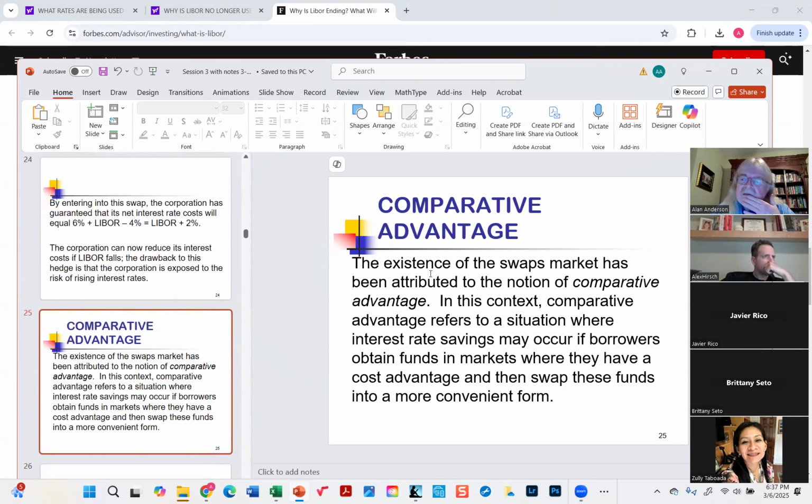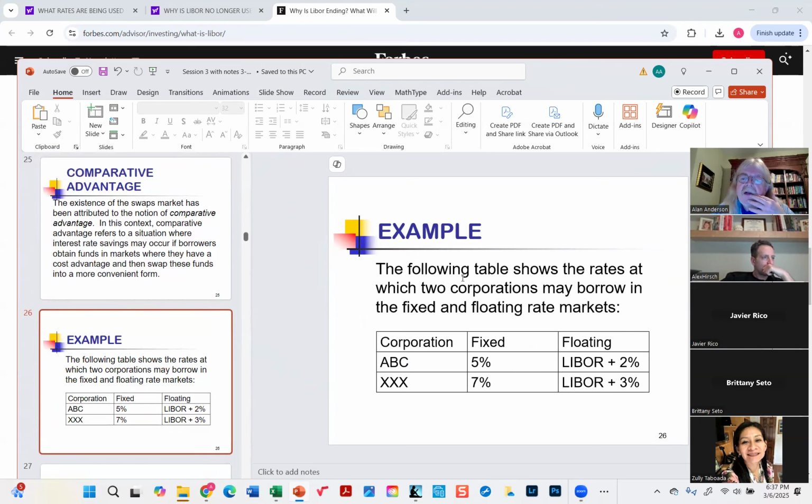Now, some have suggested that interest rate swaps could be used to reduce borrowing costs. And so here's an example of this. You imagine these two corporations, ABC and XXX, and for some reason, they can borrow in the fixed rate market at 5% for ABC or 7% for XXX. So clearly, ABC is more creditworthy than XXX. In the floating rate market, ABC can borrow at LIBOR plus 2 and XXX at LIBOR plus 3.